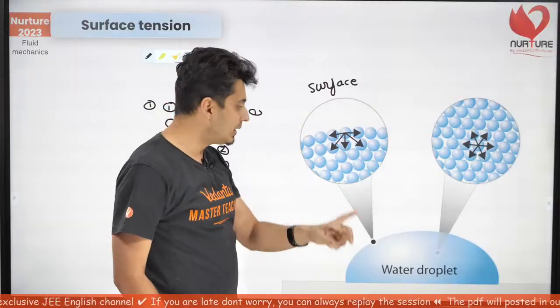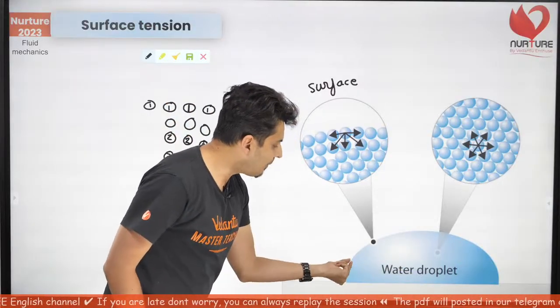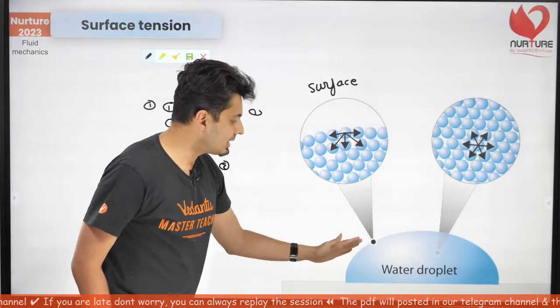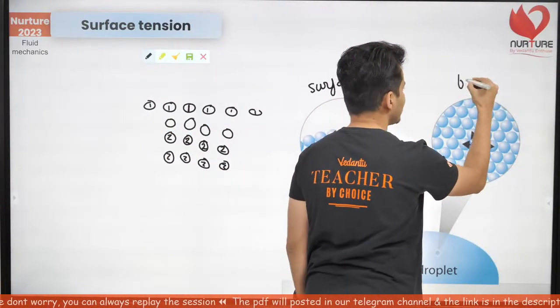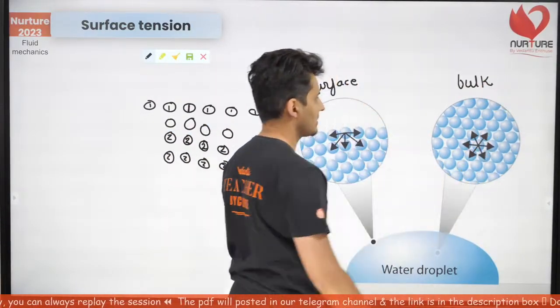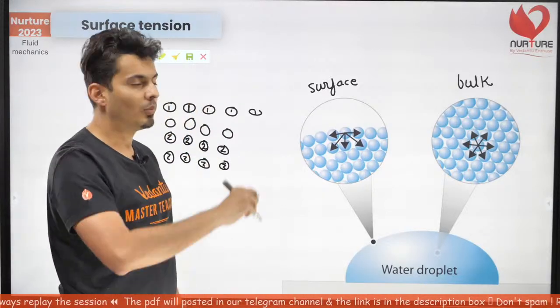The second type of molecules are those deep inside, below the layer. They are not on the surface, they are below the surface of the fluid. They are called the bulk molecules. What are they called? Bulk molecules.